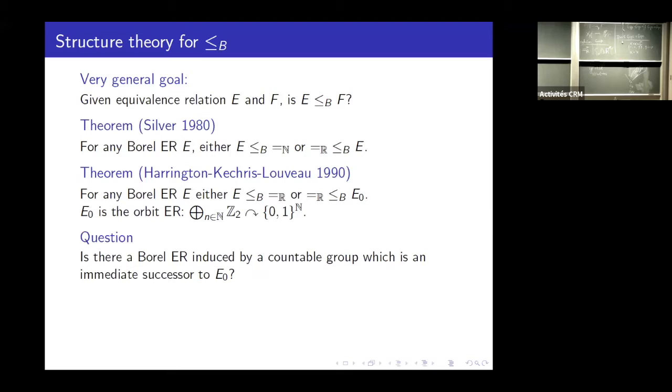Yes? But this is E0, it depends on each... Right? On what? You say either E is smaller than the reals, or the reals are smaller than E0. Oh yes, sorry, that's a big typo. Oh wow, very good. Yes, thank you. Okay, that's actually very bad. So the worst write-up of the Harrington-Kechris-Louveau dichotomy I've ever seen. So either E is, thank you, below equality, or E0 is below E. Yes, sorry.